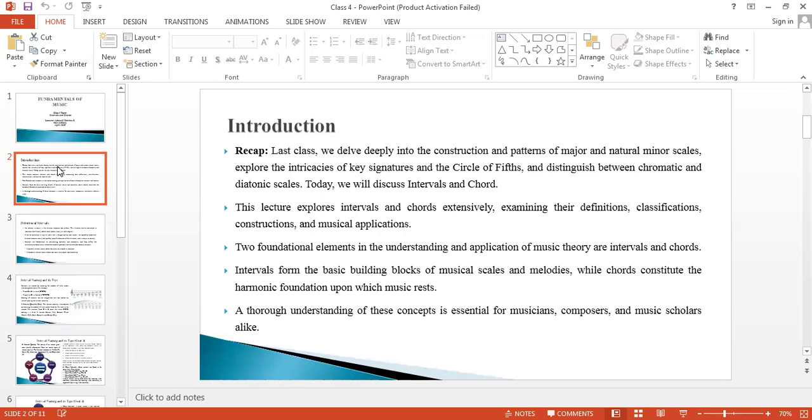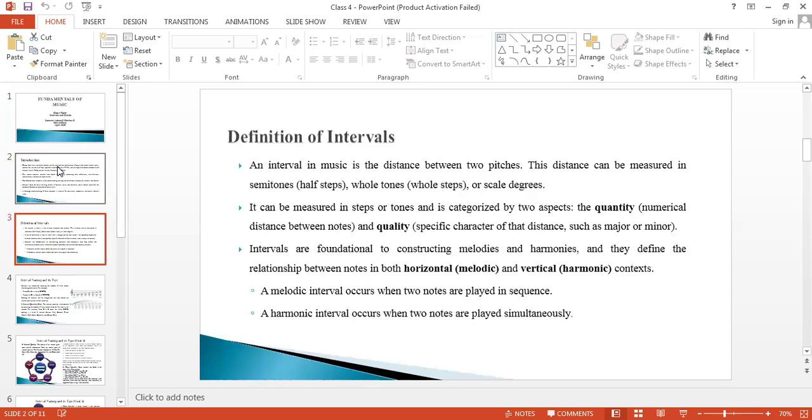Two foundational elements in the understanding and application of music theory are intervals and chord. The interval forms the basic building block for musical scale and melodies, while chord constitutes the harmonic foundation upon which music rests. A thorough understanding of this concept is essential for musicians, composers, and music scholars.